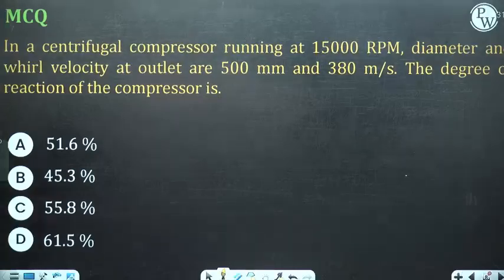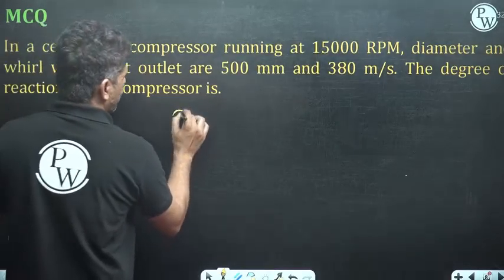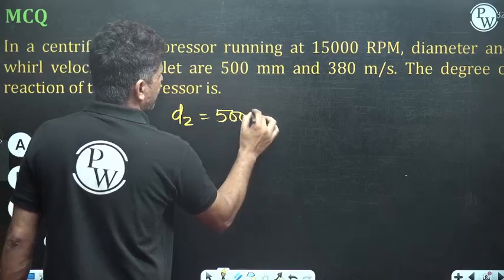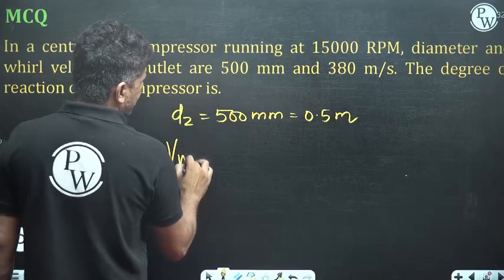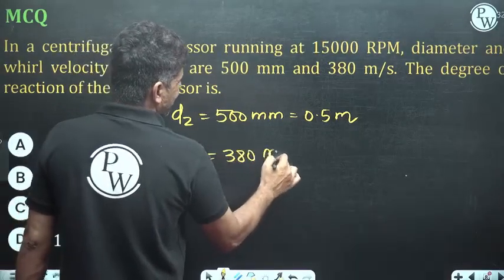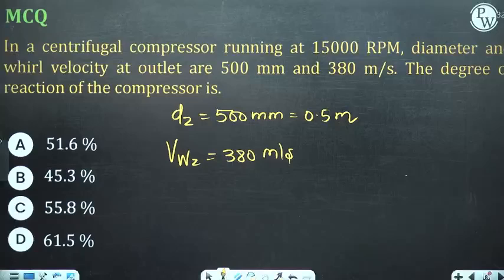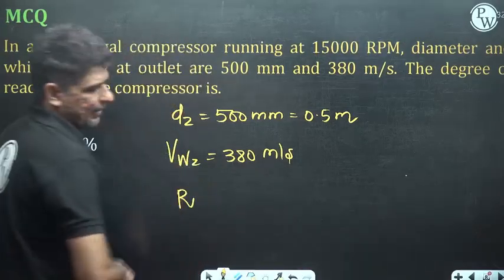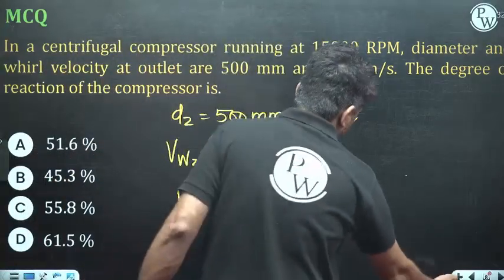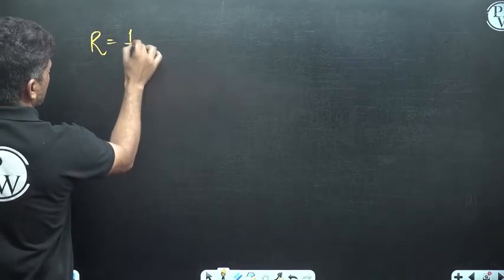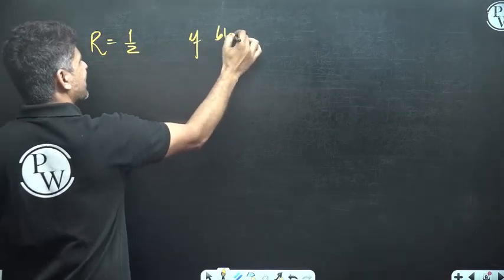Next question. This was again a fantastic question. This is a centrifugal compressor running at 15,000 RPM. Diameter and whirl velocity at outlet are 500 mm, so diameter D2 is equal to 0.5 meter, and whirl velocity VW2 is equal to 380 meter per second. He is asking what is the degree of reaction, so he is asking you R. We have already studied in the class that in case of centrifugal compressor, R will be equal to 1/2 if blades are radial.